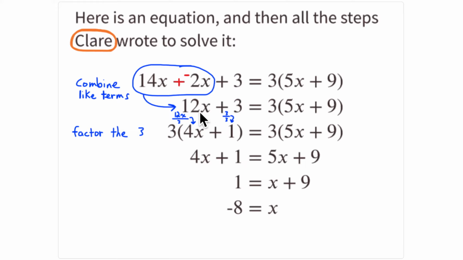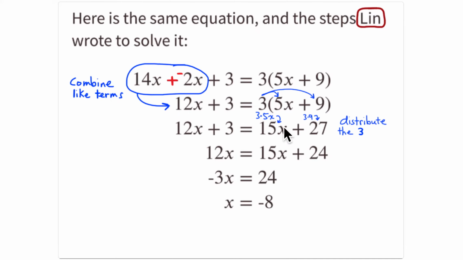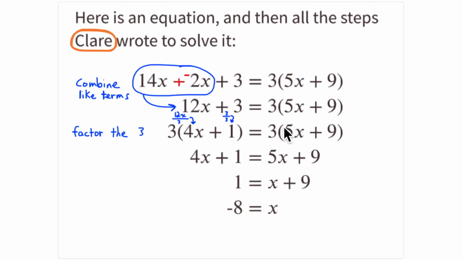So you look at this and you say, what's 12x divided by 3? Because I want to divide these into 3 groups. Well, that's 4x. And what's 3 divided by 3? Because I want to divide those 3 things into 3 groups. And 3 divided by 3 is 1. And on the right side, you have 3 groups also. Now, she could be looking ahead and realizing that, gee, I have 3 groups here, I wonder if I can make 3 groups here, and then I can do something to get rid of those 3s.